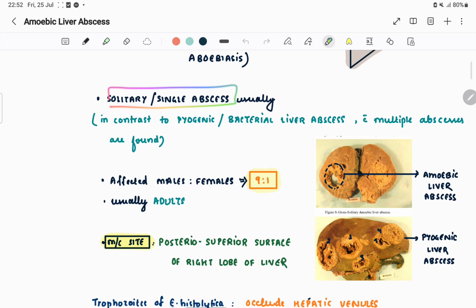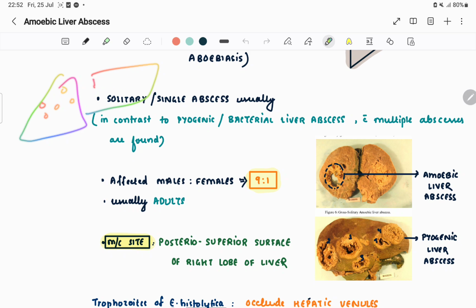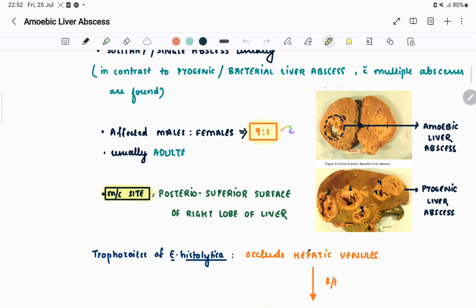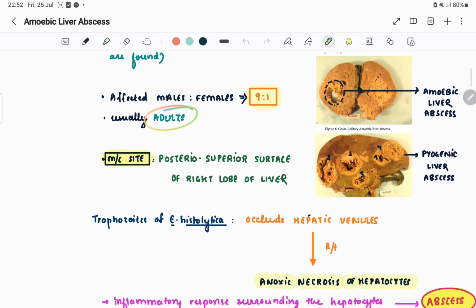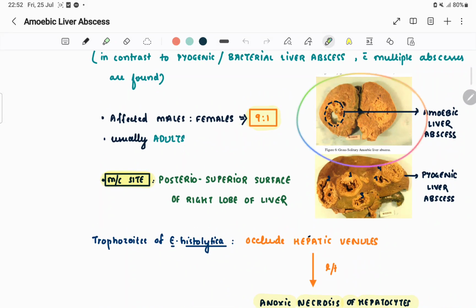It is a single abscess, whereas bacterial abscesses, if you see, are multiple. Here it is a solitary abscess, and the male to female ratio is 9:1. That is, it is more common in males as compared to females, and usually in adults. So this is the amoebic liver abscess.